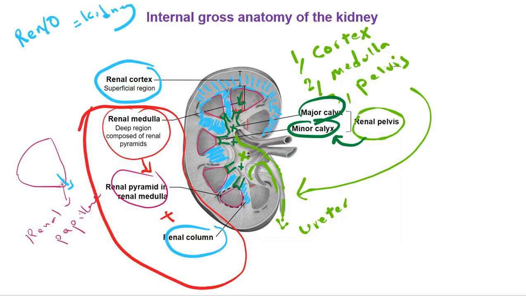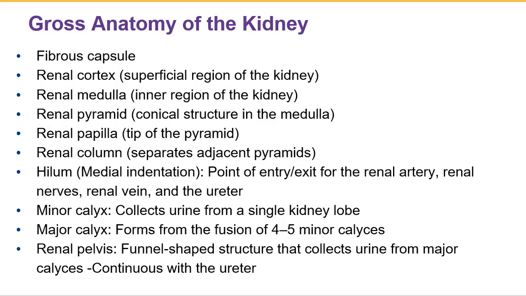Okay, so then let's review together. We talked about the capsule of connective tissue, which covers the kidney from outside. Then we divided the kidney into the superficial region, the outer region, called the renal cortex. Then the renal medulla, which is the deep region of the kidney, composed of the renal pyramid and renal column. The renal pyramid is a cone-shaped structure in the medulla, and the renal column is the extension of the renal cortex in the medulla between the pyramids. And also we talked about the renal papillae, which are the openings at the tip of the pyramid.